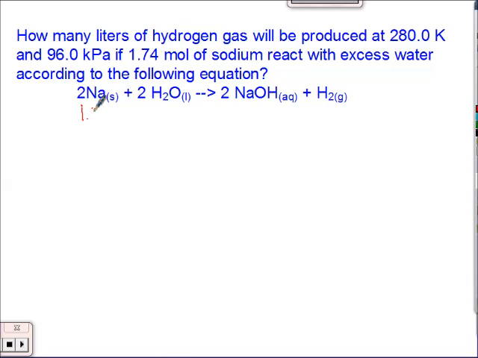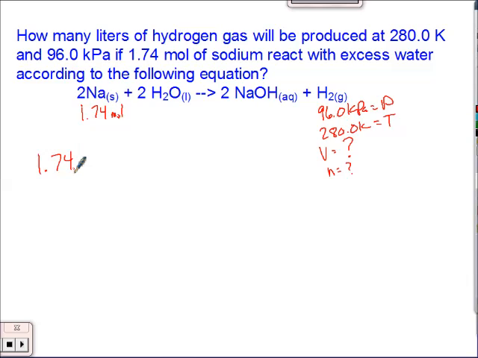And I have excess water, which means I don't have to worry about the water. So starting with that many moles, and my conditions that I have: 96.0 kPa equals pressure, 280.0 K equals temperature, and it asks me to find volume. In order to find volume, I need to have n before I can find volume. So let's find moles of hydrogen.